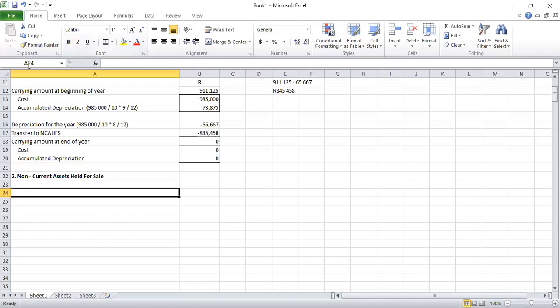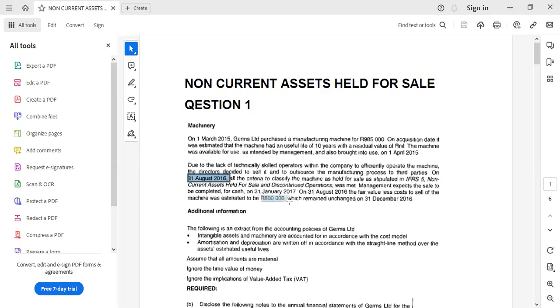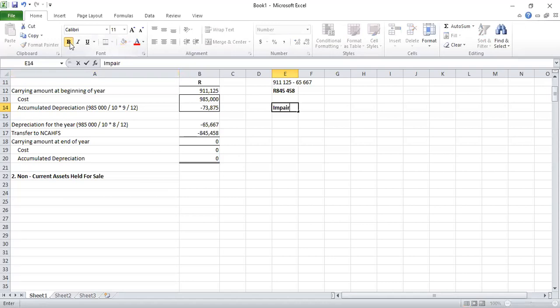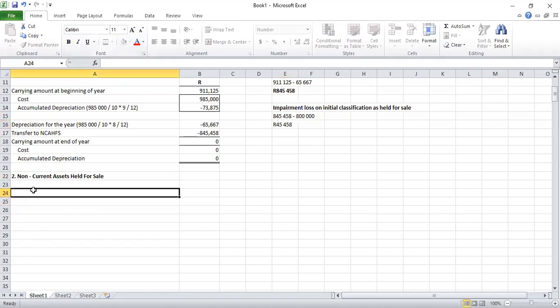State it. If we can see here, the carrying amount was 845, but the fair value less cost to sell was 800. So because the carrying amount is more than the recoverable amount, there will be an impairment loss. Is that right? Yes. So impairment loss on initial classification as held for sale. That will be 845,458 minus 800,000, which will give us 45,458.